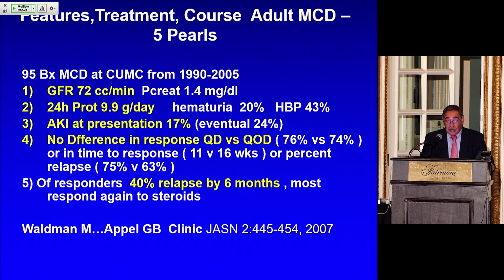AKI at presentation, 17%, eventually 24% had an episode of AKI, which either reversed or came all the way down or went up after being normal. And there was no difference in response to daily or every other day steroids. We'll talk about that. 40% relapsed by 6 months. If you know those 5 things, you know an awful lot about minimal change disease in adults.